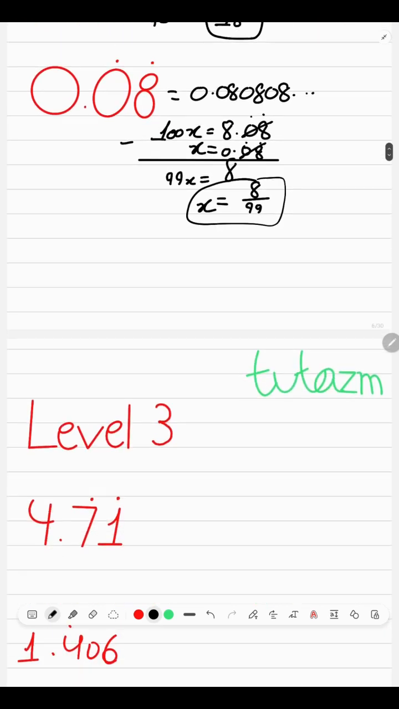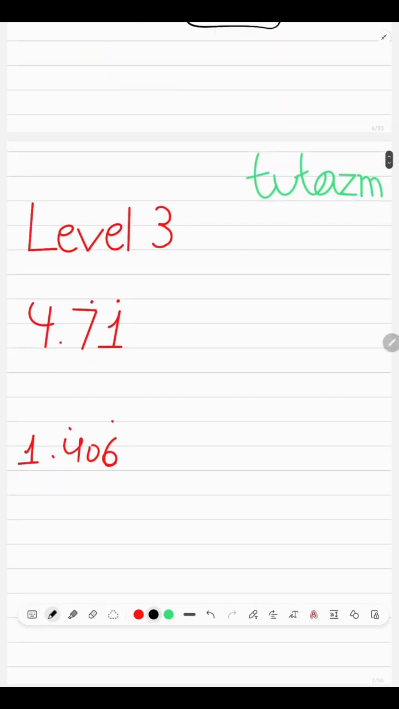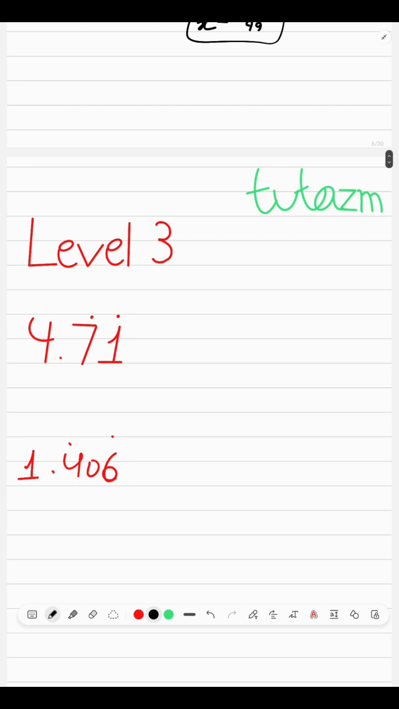Alright, let's move on to level 3, which I believe is the hardest. So 4.71 recurring, again, the last number that is recurring after the decimal point is 2 away, so we'd multiply by 100, so x is equal to 4.71 recurring. 100x is equal to 471.71 recurring, and then we can take away x from that to give us 4.71 recurring.